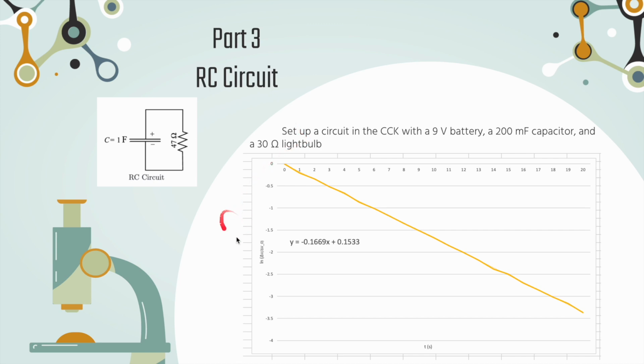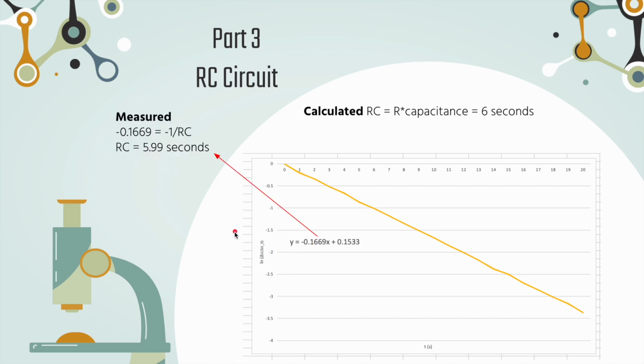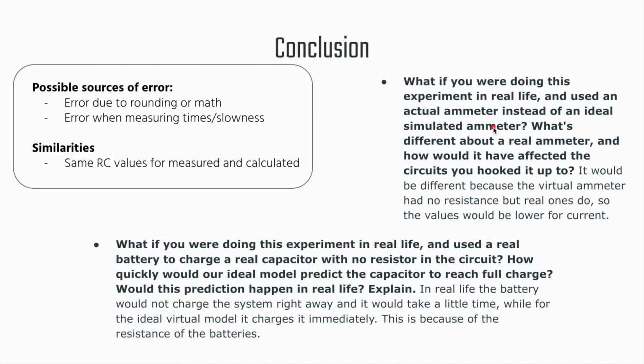That's basically what I did, and then I plotted the values for ln of delta V over delta V0 in order to get the value for RC. After getting this plot, we used it to solve for RC, and we get that RC is 5.99 seconds, while the calculated RC that we expected, R times the capacitance, is 6 seconds, which is very similar. It's essentially the same number.